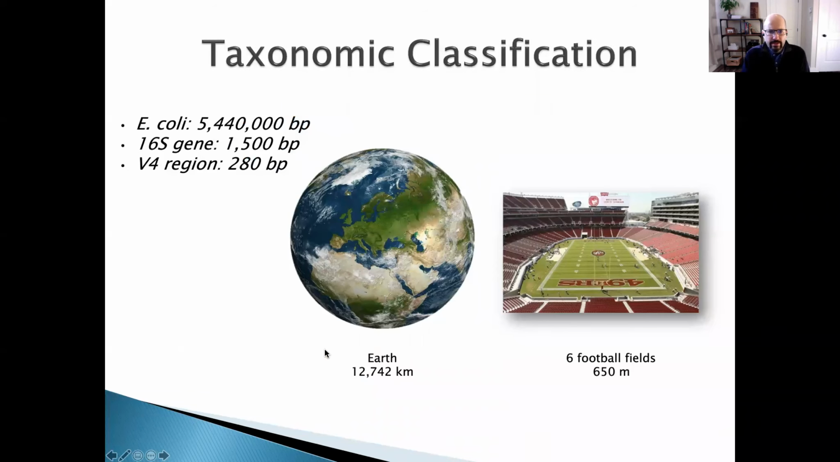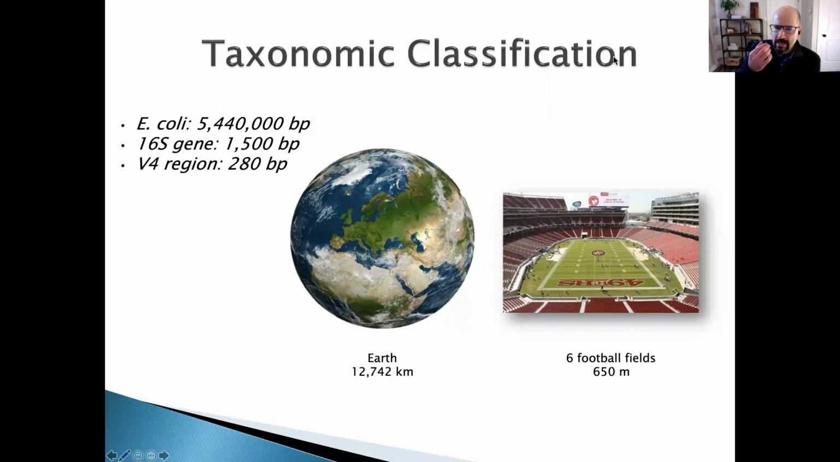All right, and here, what I want to say is that, for example, if you take the genome from an E. coli and stretch it to fit the diameter of the globe of planet Earth, the region we are analyzing with the Illumina sequencing is really the size of a football field, or 6 football fields, sorry. Okay, so this is just to highlight and to illustrate.